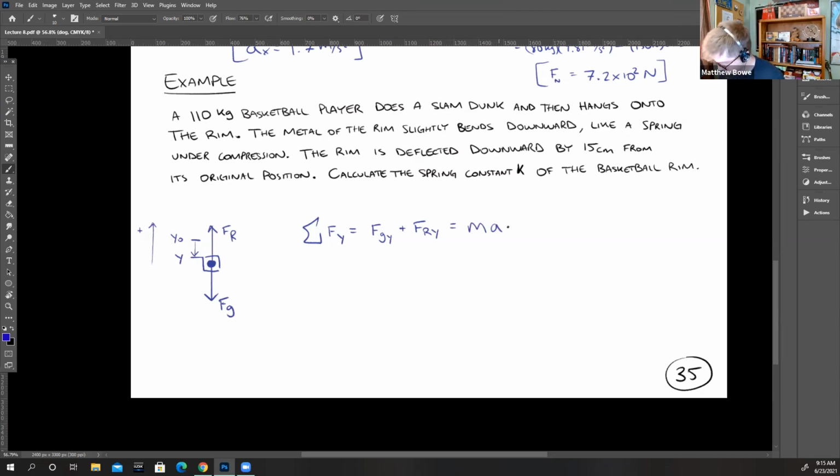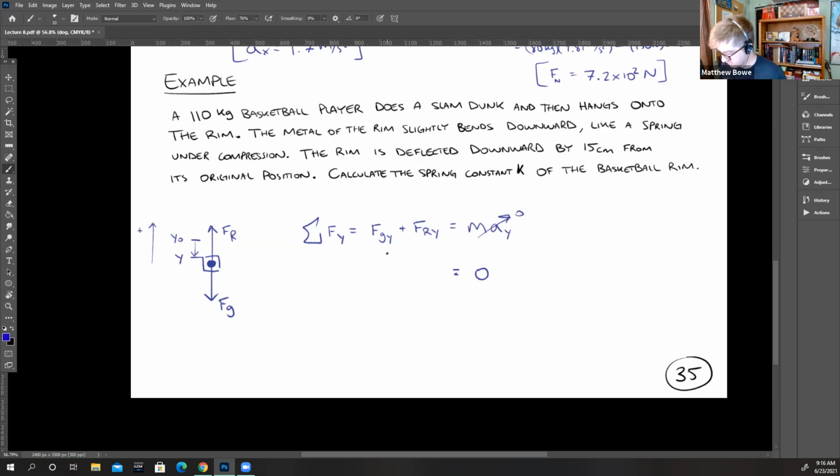mass times acceleration. How is this person accelerating in the y direction? Since this person on the rim is just hanging there motionless, there is no acceleration up or down for that brief moment when they're just hanging off of the rim. So again, that's 0. It's not accelerating.